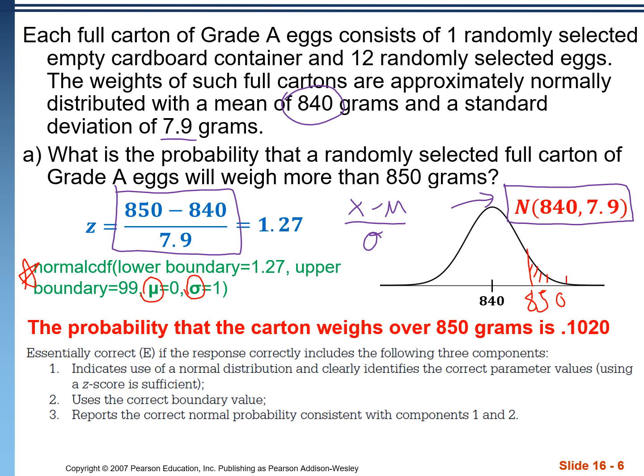Uses the correct boundary value. Okay, we indicate that over here when we draw our curve. That's why we always want to sketch our curve. Reports the correct probability consistent with what you wrote up here. Okay, and that's this part right here. If you have all three, it's an E. If you have 2 out of the 3, it's a P.